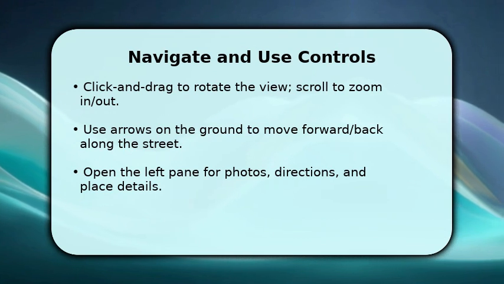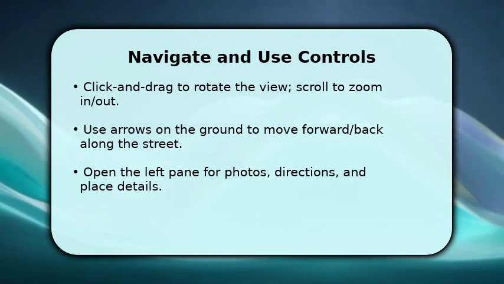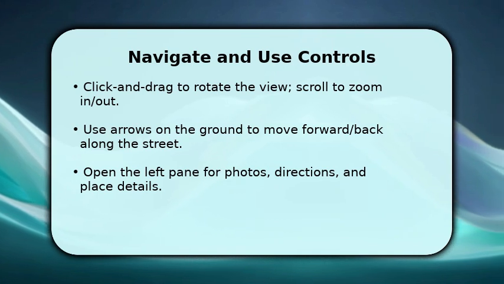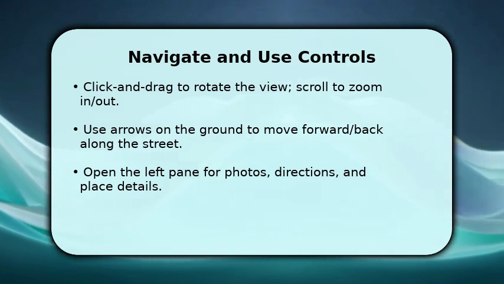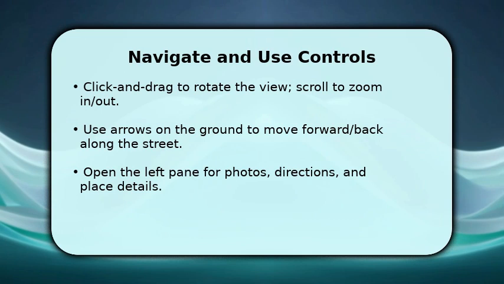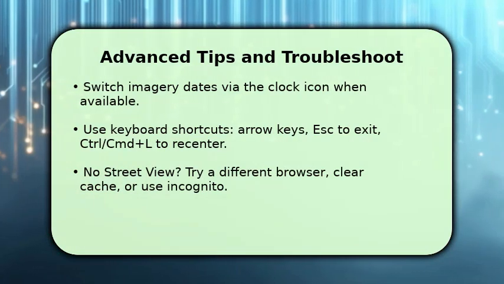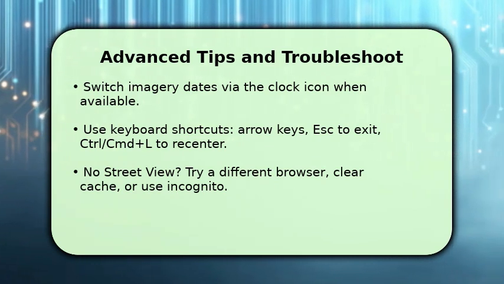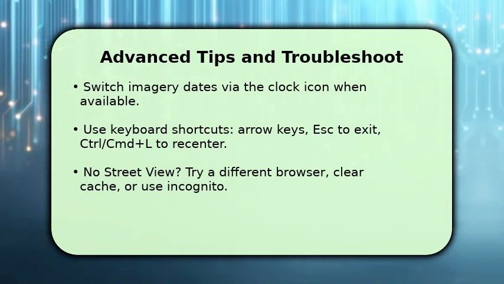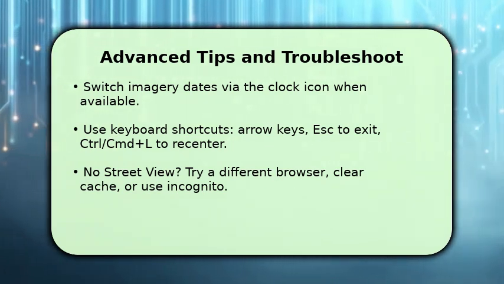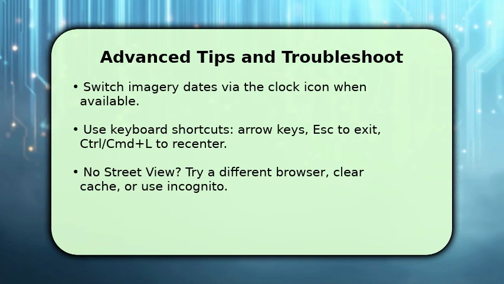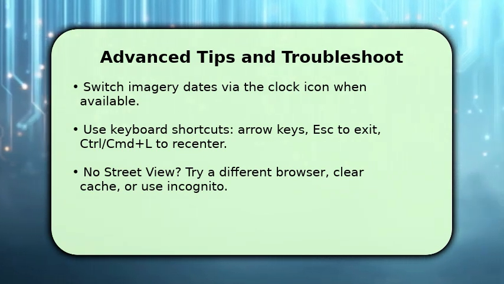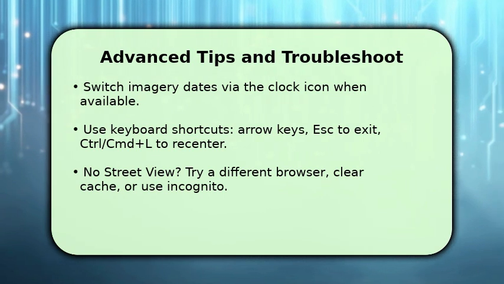Make sure to open the left info pane for user photos, address details, and the timeline if multiple imagery dates are available. To finish, use the date selector, if present, to view older imagery or toggle between photos and Street View. You can drop a blue pin to get directions from this exact viewpoint and copy the link to share the scene. If navigation feels jumpy, reduce zoom or use keyboard arrows for steadier movement.